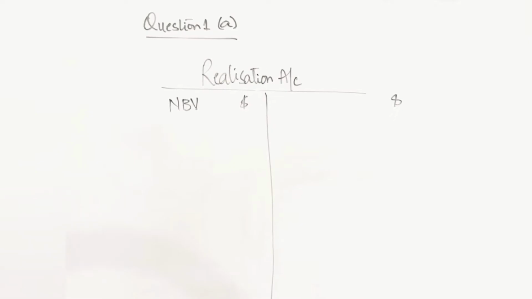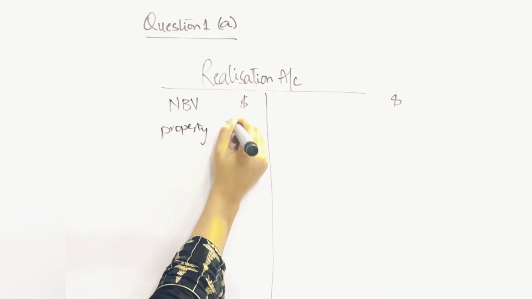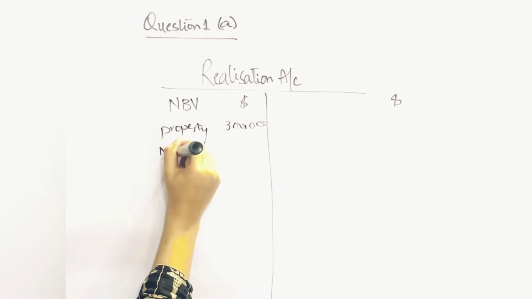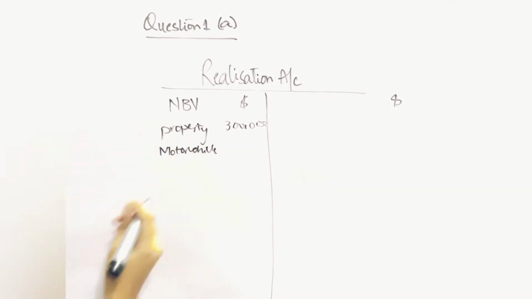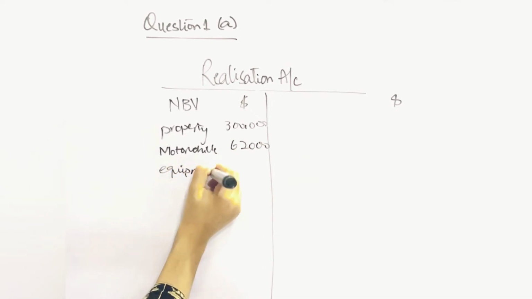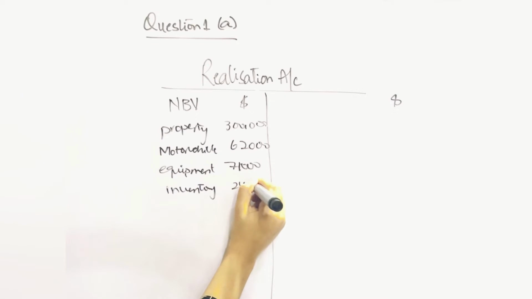Now moving on towards the realization account, on the debit side, you always record the net book value of the assets. So if you look into the information, we have the following assets. We have property at 300,000. We have motor vehicle at 62,000. We have equipment valued at 71,000 and we have inventory valued at 24,000. So these were the net book value of the assets we have.